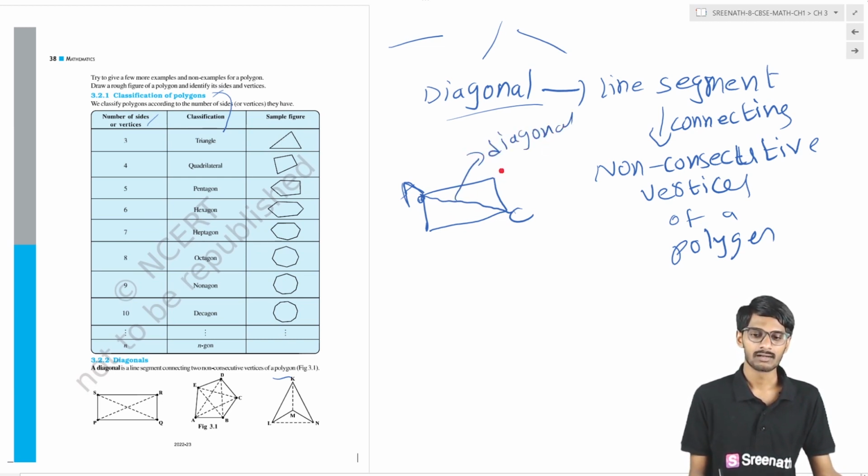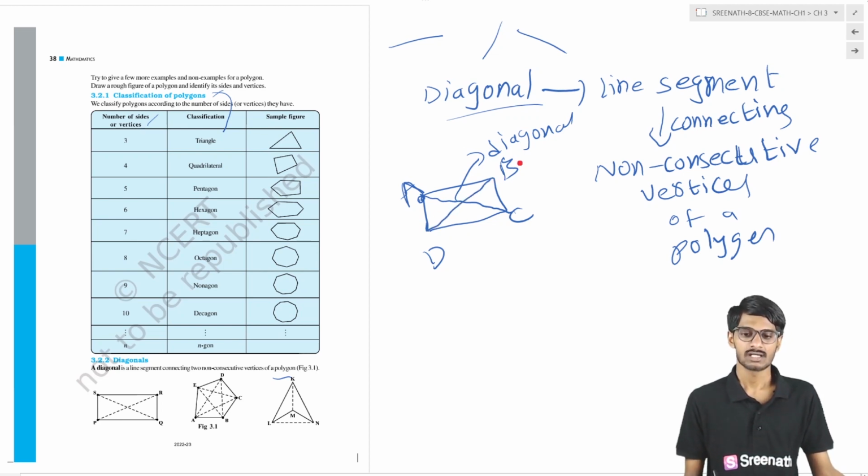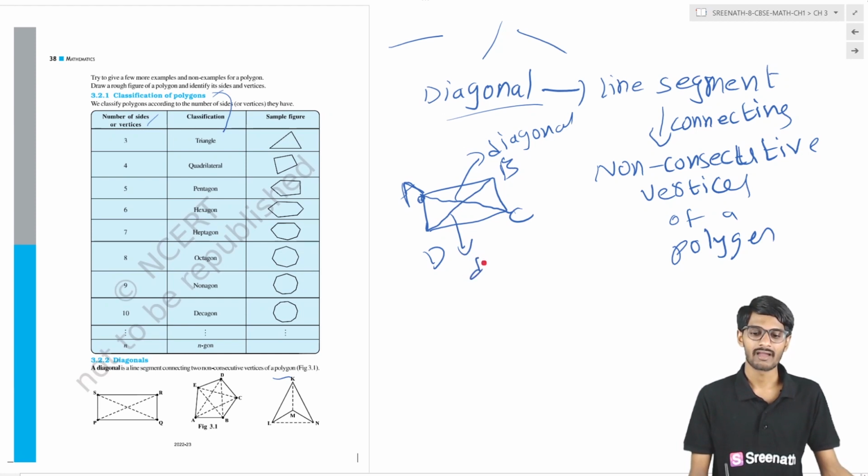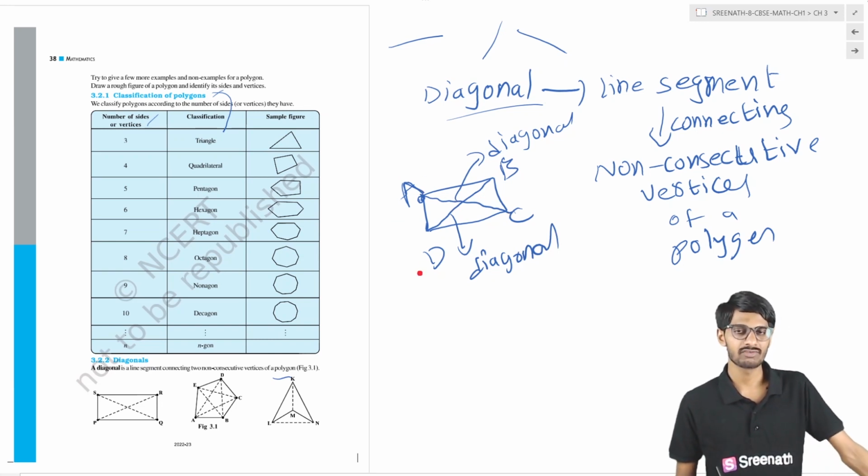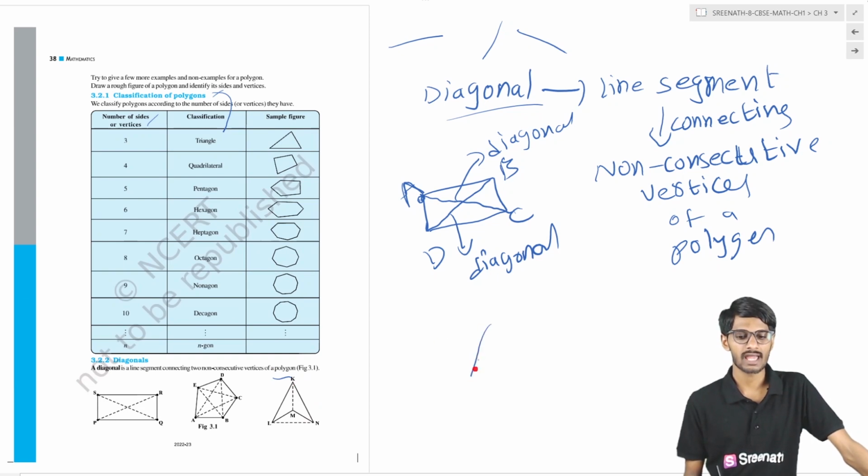And if you take B and D, B and D are also non-consecutive vertices. So a line segment connecting B and D is also a diagonal. So a diagonal is a line segment connecting non-consecutive vertices, which means vertices that are not side by side. In the case of a triangle also, what is the diagonal here? So this is the vertex, this is the vertex. These are non-consecutive vertices, opposite vertices, and like that, students.